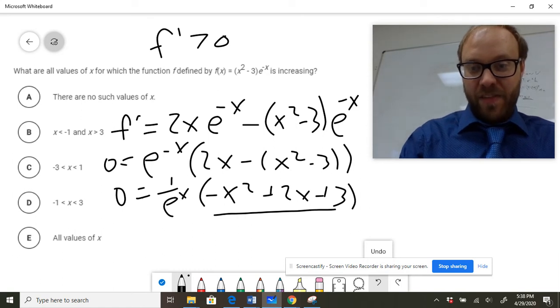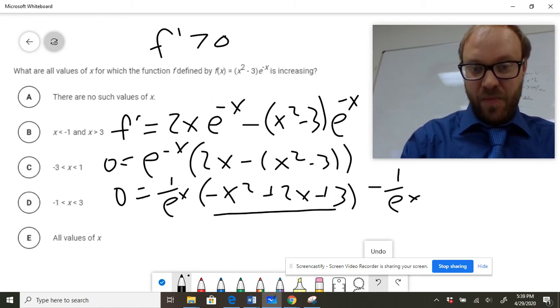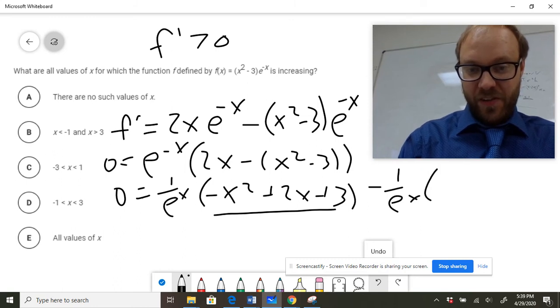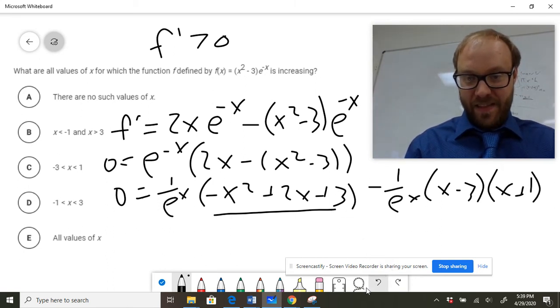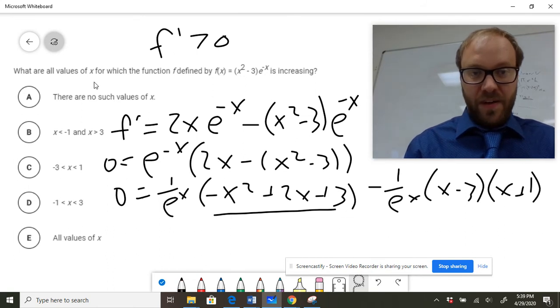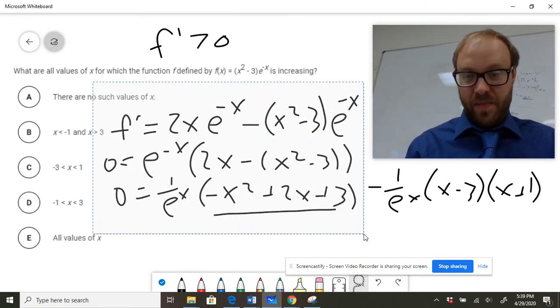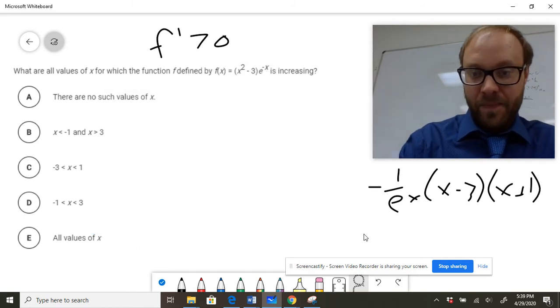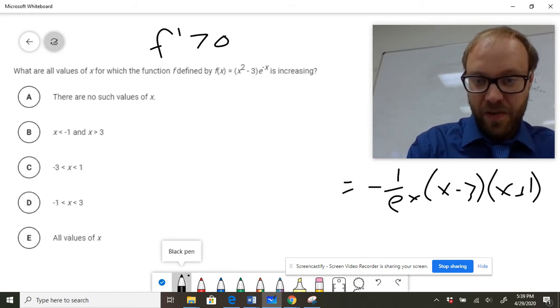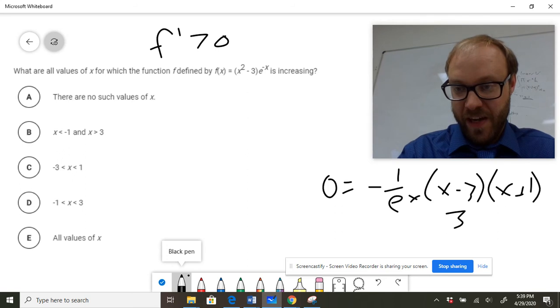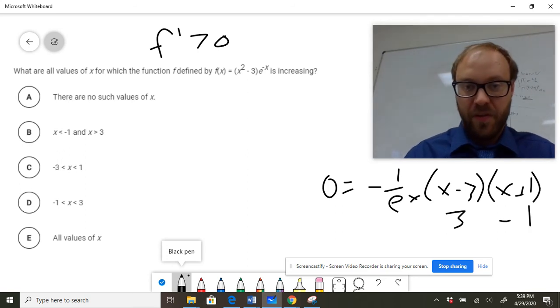Okay, we can factor that. That's got to be 1 over e to the x. The factorization there, we can factor out a negative 1, and then you're going to have an x squared minus 2x minus 3. And so you'll get an x minus 3, and you'll get an x plus 1. Okay, and then at this point we can try to factor this and figure out what is going to make this equal to 0. So if you think about this, if you set this equal to 0, x could be 3 or x could be negative 1. Those are what are called the critical values of this function.